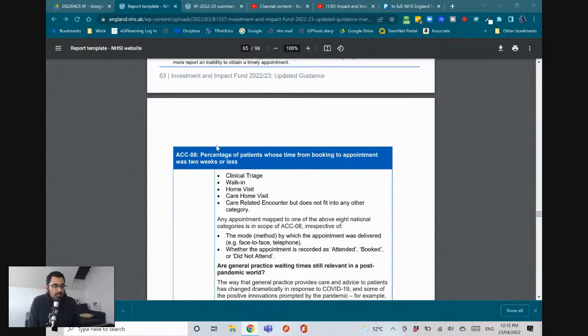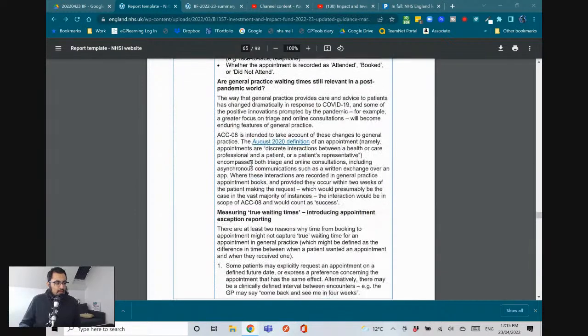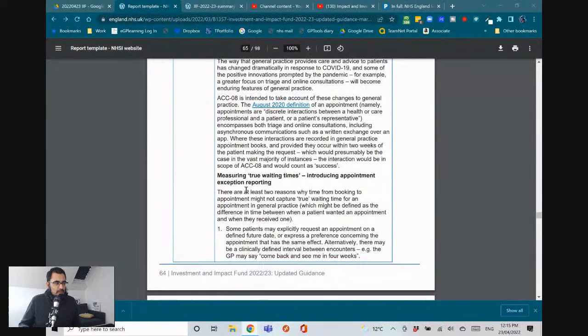Are general practice waiting times still relevant in a post-pandemic report? Okay, so let's have a look at that. Apologies, I haven't looked at this one in great detail beforehand. They're measuring the waiting times. So this is the key part, I'm assuming. Measuring true waiting times, reducing exception appointments. There are 2 reasons why time from booking to appointment might not capture true waiting time for an appointment in general practice, which might be defined differently.